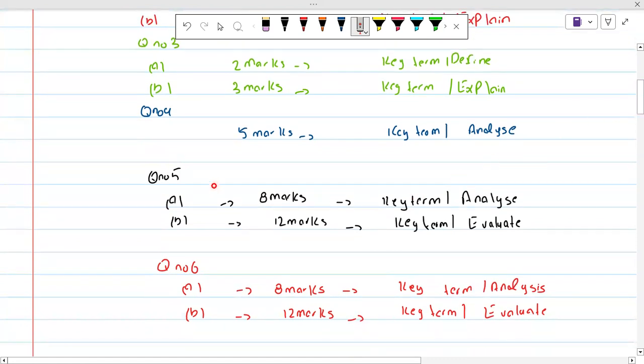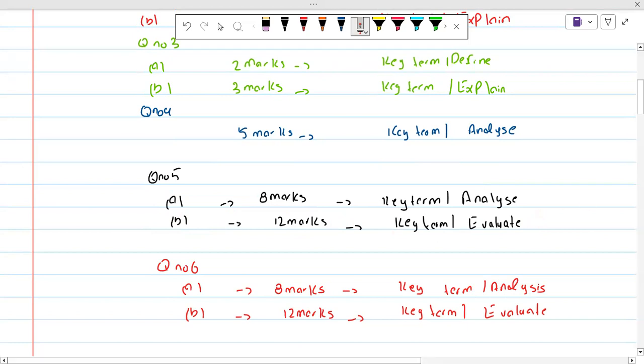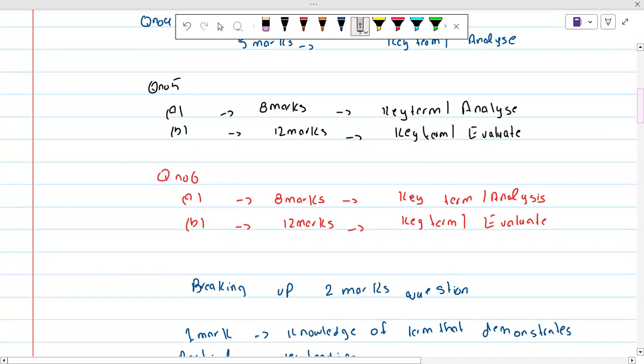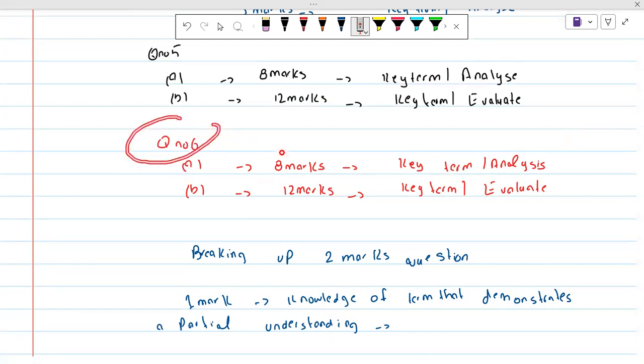And in question number 5, our second last question, we again have 2 parts. One part is for 8 marks, and the key term is analyse, and part B is for 12 marks, and the key term is evaluate. It means that we have to agree or disagree with the statement which we will have in our exam, like 2024 if you are preparing for it. And in question number 6, again we have 8 marks and 12 marks questions, and the key terms are the same, analyse and evaluate.